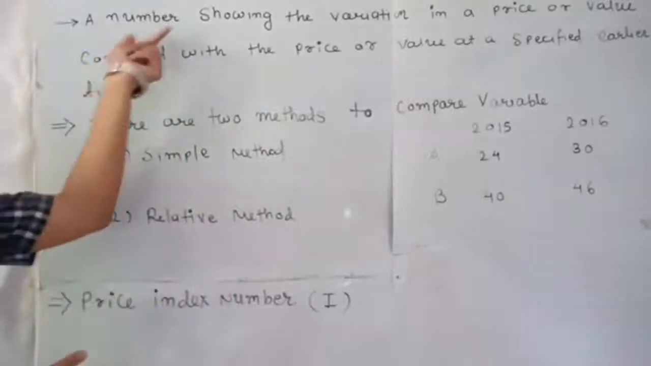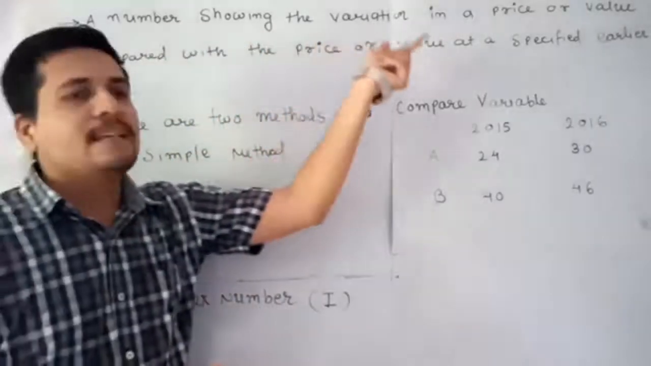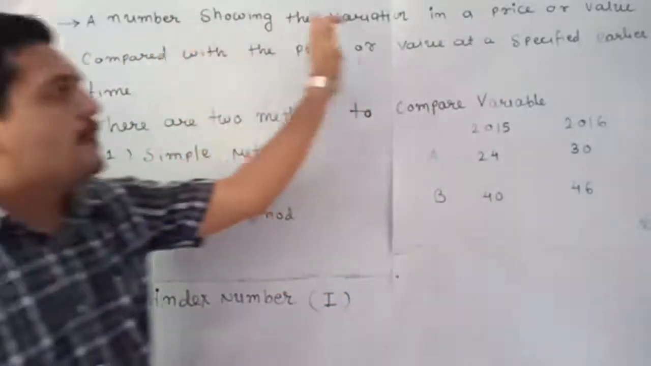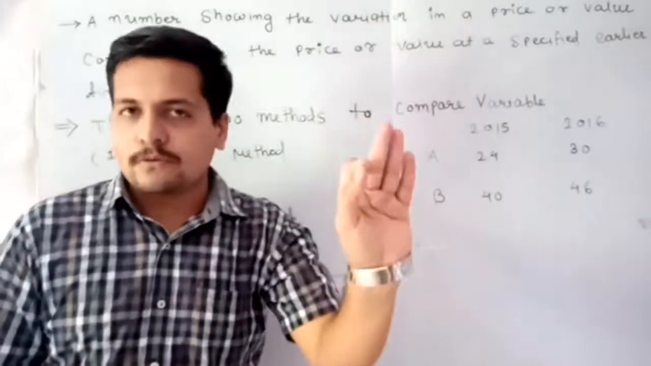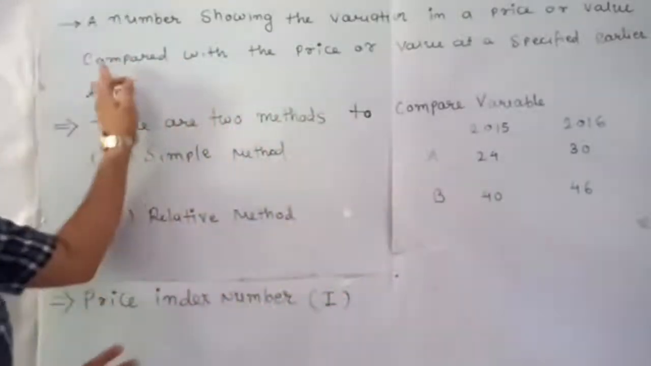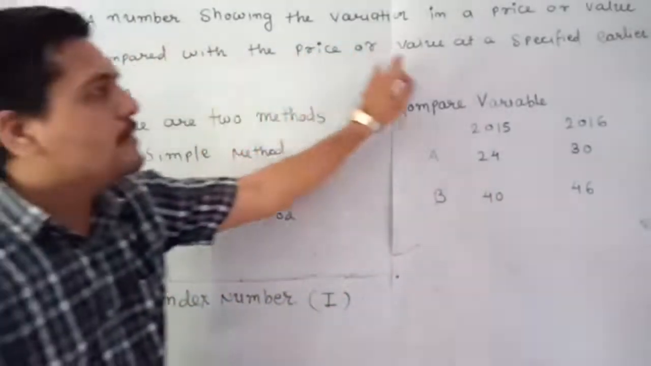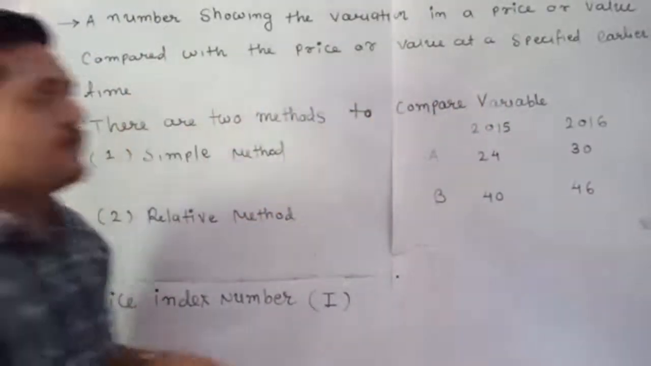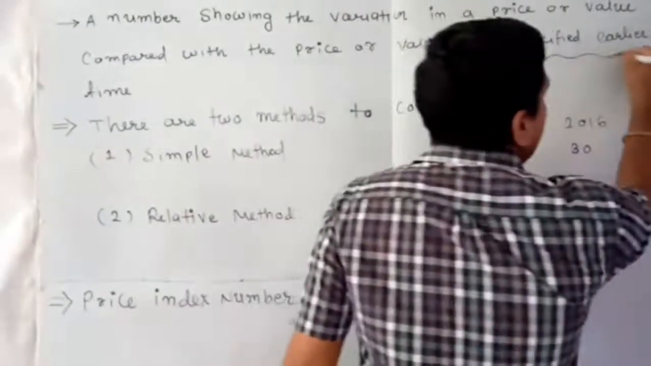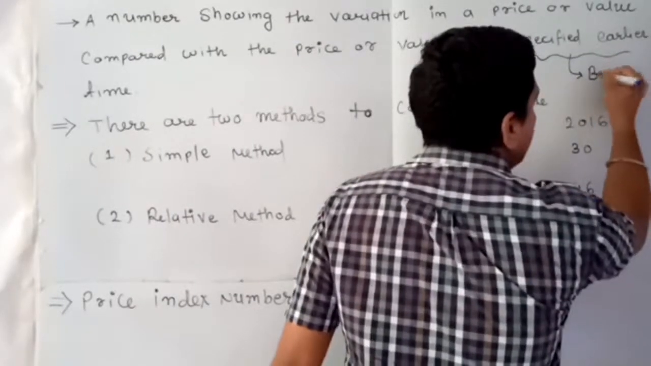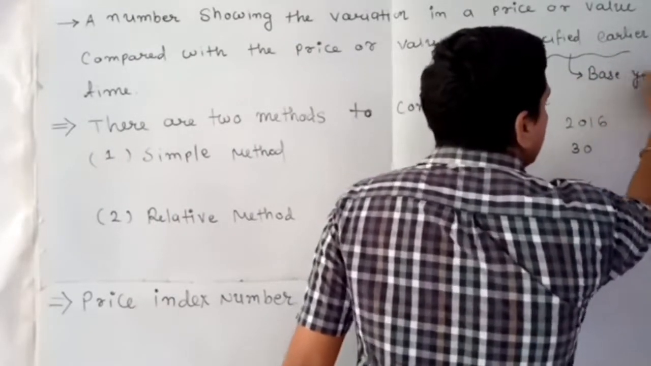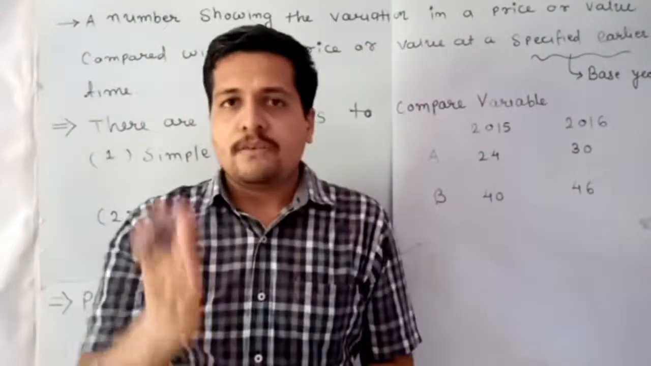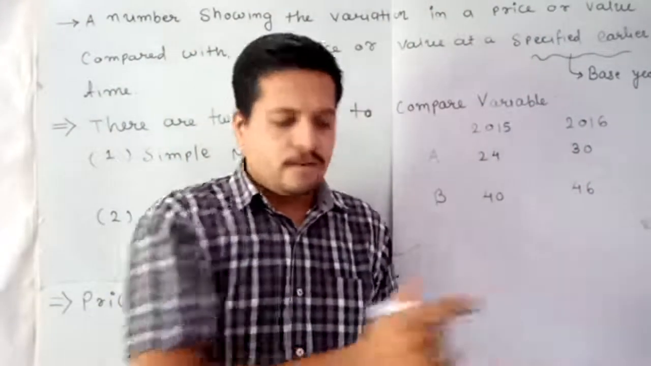A number showing the variation in price or value. Clear? A number showing the variation in price or value, compared with the price or value at some specified earlier time, which we know as the base year. Specified earlier time means base year. So it is a variation in price related to another year.